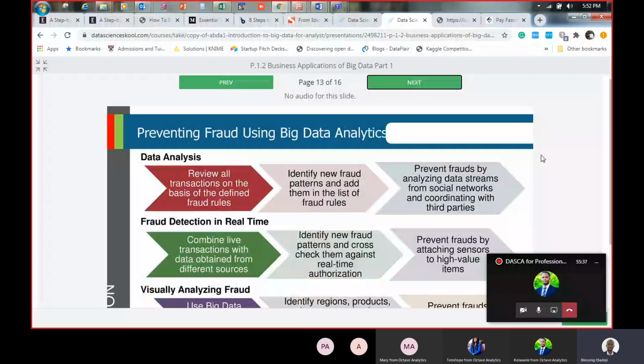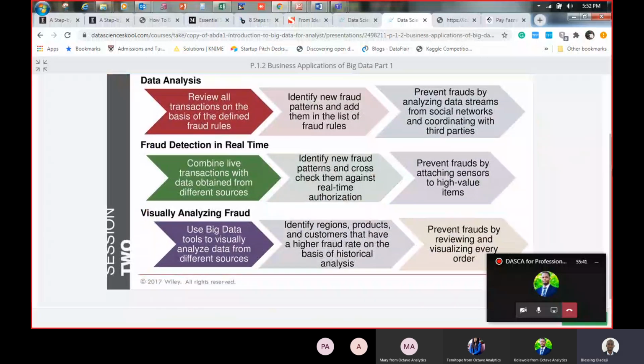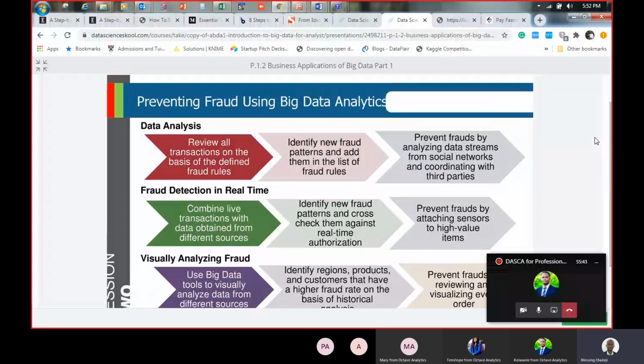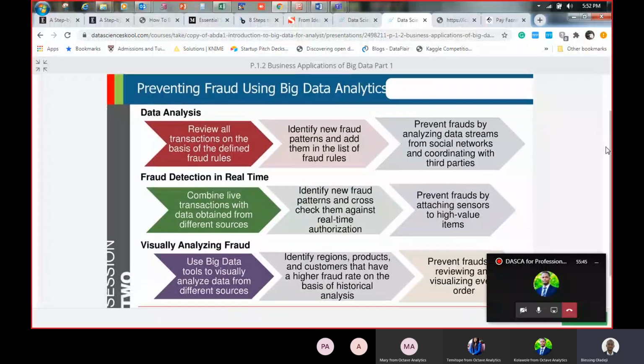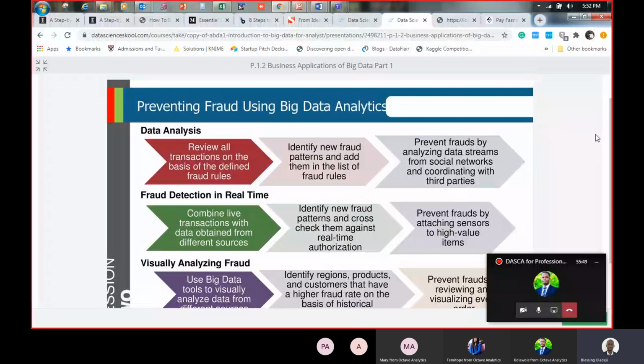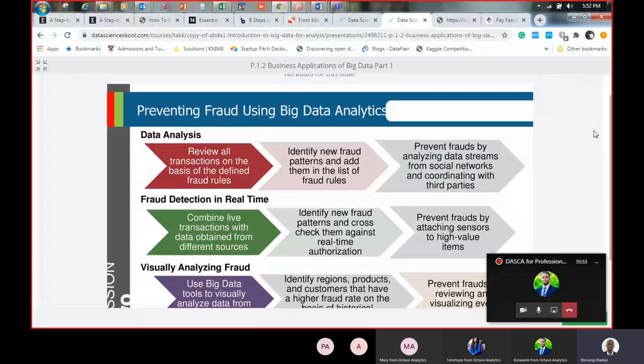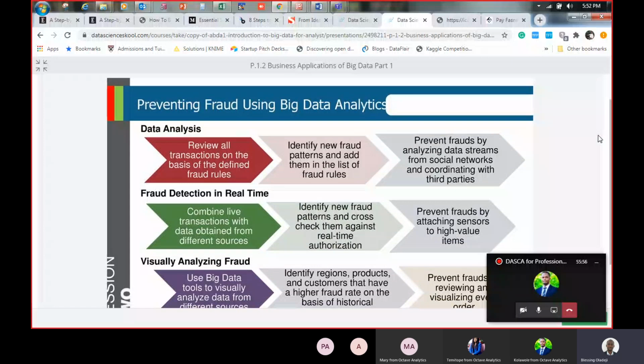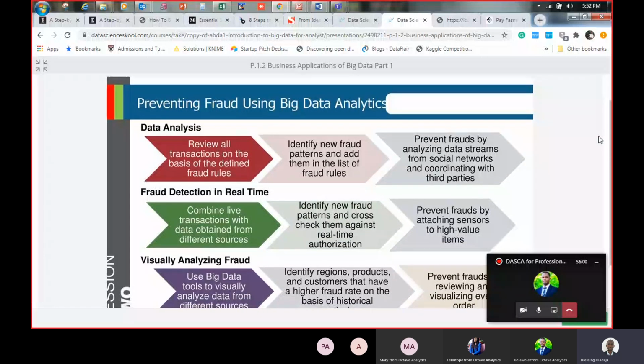Okay, so I want someone to give me an example, in online business like Jumia, Konga, that kind of business, of how big data can be applied to detect fraud in Jumia.